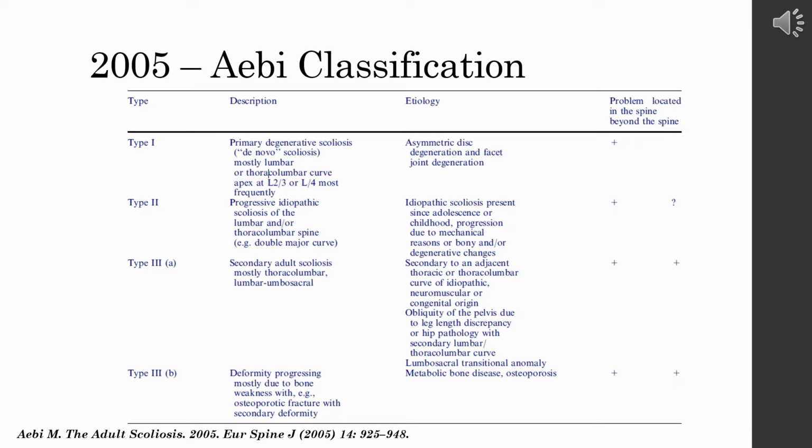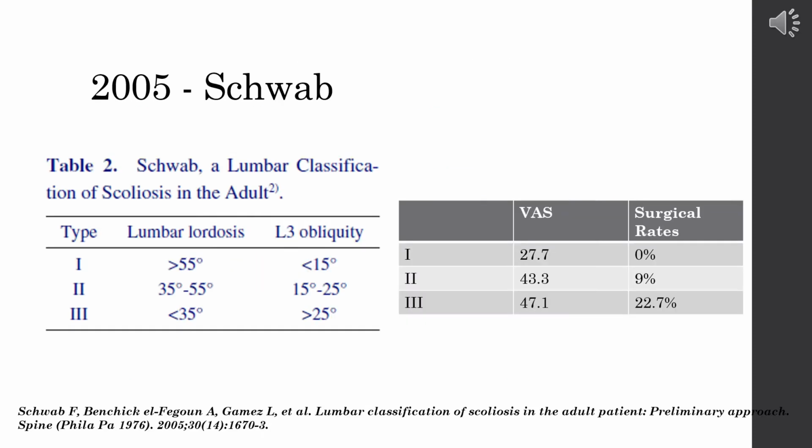Type 3A is caused by an extravertebral cause such as static scoliosis or pelvic inclination. Type 3B is a type of bone metabolic disease similar to osteoporotic fractures and scoliotic deformity that is caused by weakness of vertebral bone. In the same year, Frank Schwab wrote his study entitled Lumbar Classification of Scoliosis in the Adult Patient, Preliminary Approach. In this study, he proposed a radiographic classification of adult scoliosis based on lumbar lordosis from L1 to S1 and frontal plane obliquity of L3 in standing radiographs.